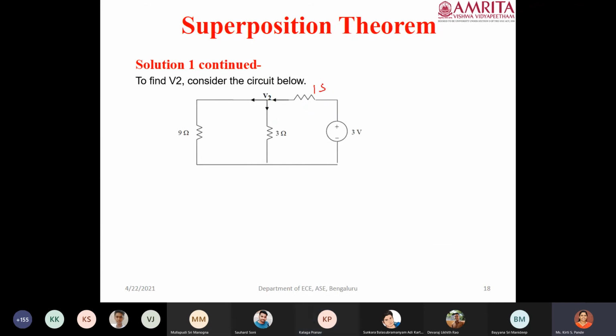Is it okay? How did you get this circuit? Yes, ma'am. Now I am naming this node voltage as V2. And these are the current directions which I have assumed. The current is entering into V2 from this side and the current is leaving V2. These are my current directions which I have assumed.